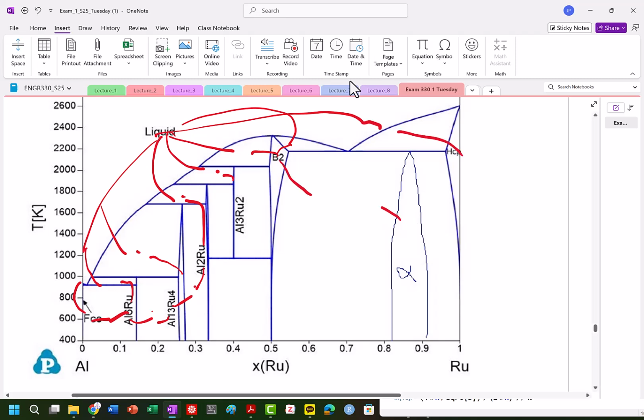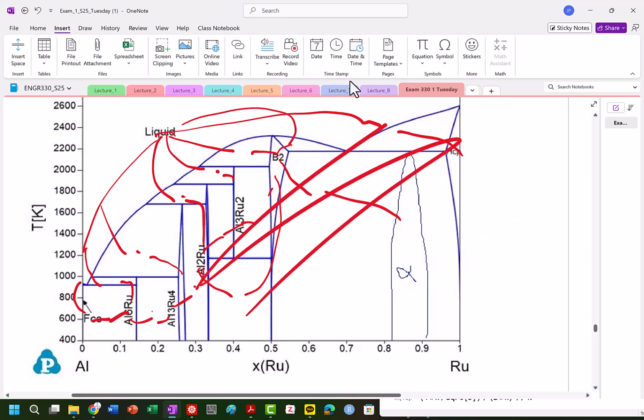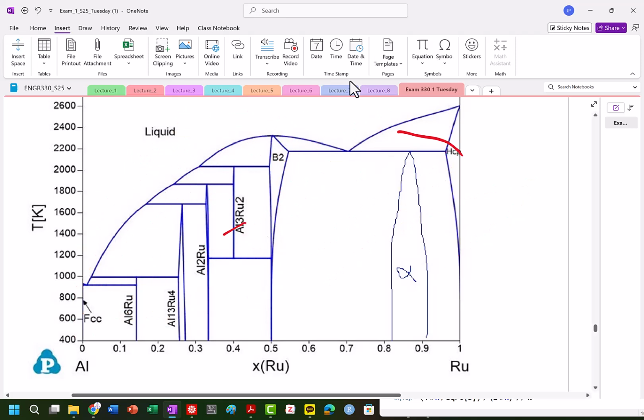Here it's going to be beta plus alpha, or B2 plus alpha. Here's an HCP plus alpha. And then here it's going to be this solid plus B2. Here it's going to be this plus this. And here it's going to be this plus B2. Again, I expect you to do that much more rigorously, but you get the picture. You're experts at this now.